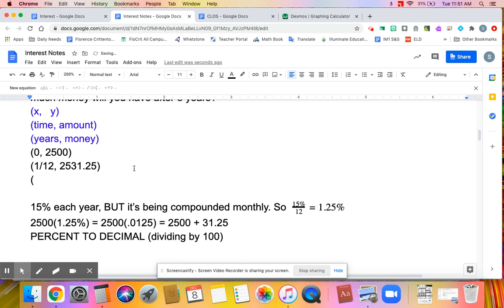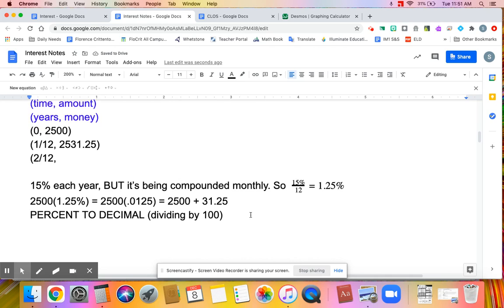So when I do the second of the 12 months in a year, now I have a new starting amount. Now this is how much I have in my bank account. I need to multiply that by my 1.25%. So because it's getting compounded monthly, each month they're going to give me more money. And so then I get to multiply my interest rate to my new amounts with the $31 they gave me from last month's interest.